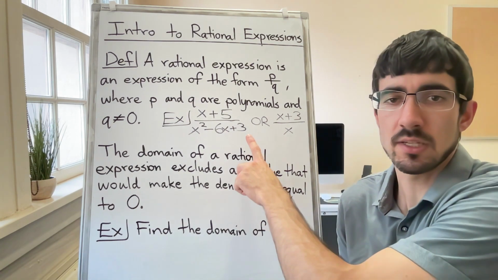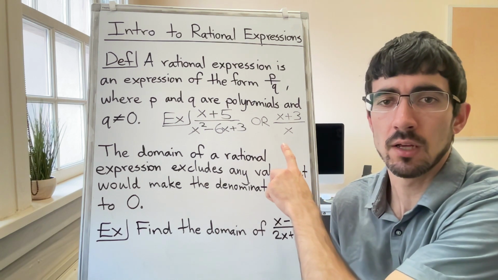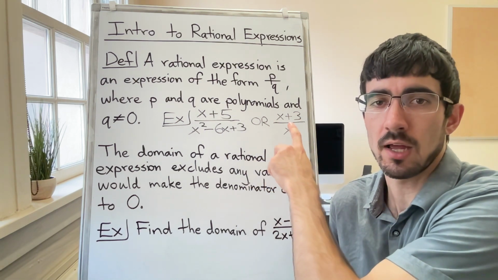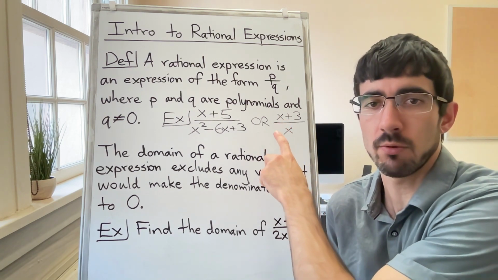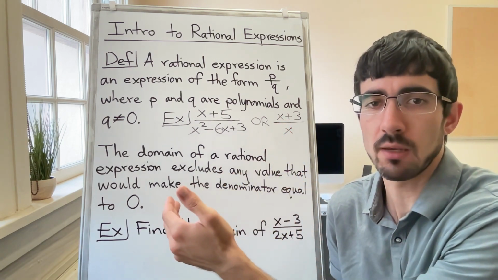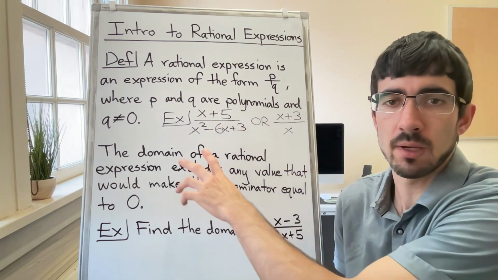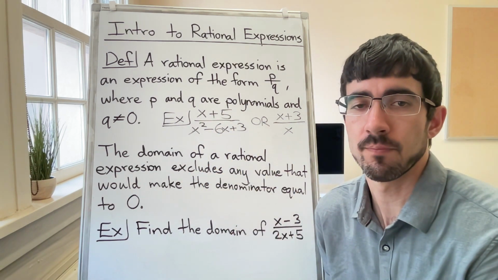So here's a couple examples behind me on the board. Notice that the denominator or the numerator does not have to be a binomial or a trinomial. It could be a single term, a monomial. That's also a polynomial and therefore makes these rational expressions.